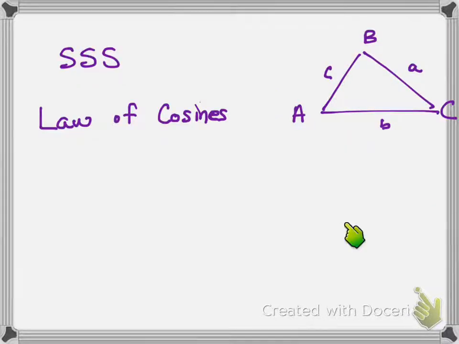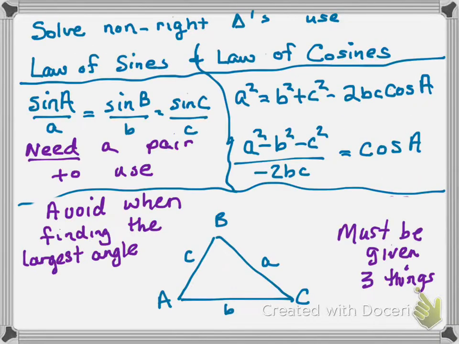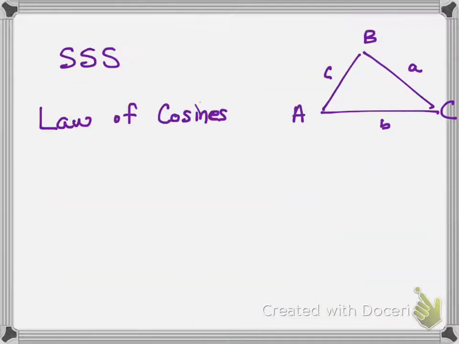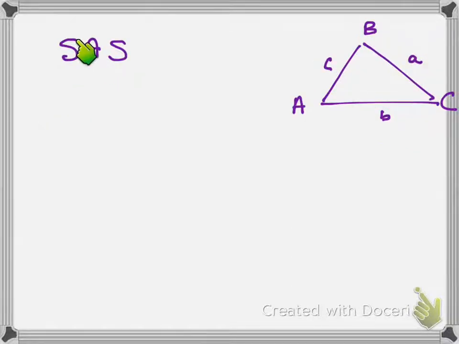Okay, now, if they give you 3 sides, remember that in order to use the law of sines, you must have a pair, an angle and its corresponding side. So if you're doing side, side, side, guaranteed you've got to use law of cosines because you don't have a pair. So side, side, side means they give you all 3 of these. No pair, so you cannot use law of sines.